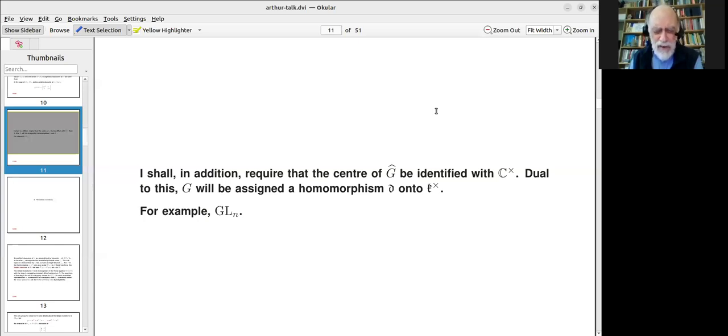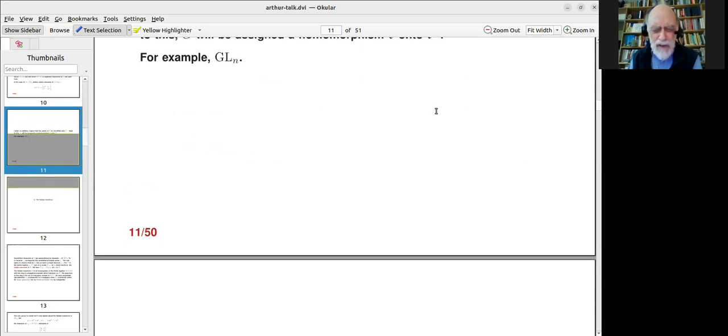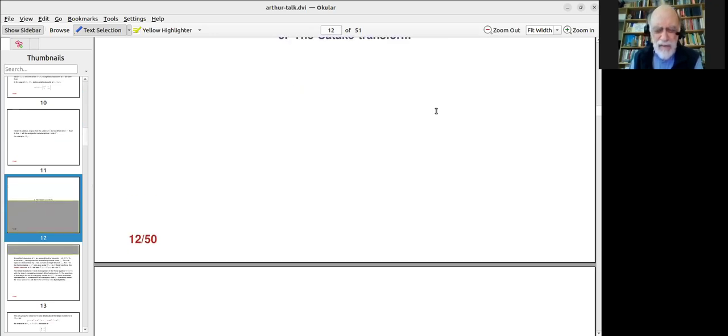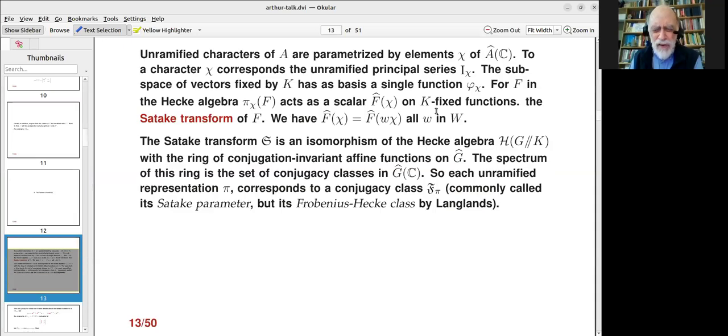And the dual of GLn is, of course, GLn(C), and that center is isomorphic to C star, the multiplicative group of C. The definition of the basic function involves a Satake transform. The Satake transform is an isomorphism of the Hecke algebra with the ring of conjugate invariant affine functions on the L group. The spectrum is a set of conjugacy classes in the L group. And so each unramified representation corresponds to a conjugacy class called its Satake parameter by most people, but protested by Langlands, who calls it the Frobenius-Hecke class.